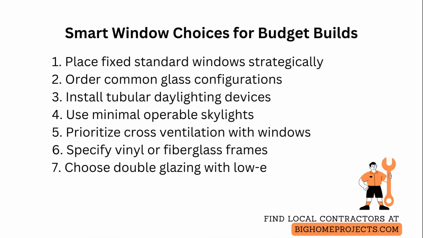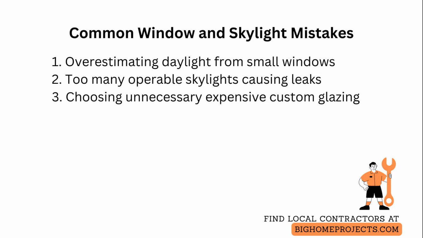Specify durable low-maintenance frames such as vinyl or fiberglass and double glazing with a low emissivity coating to improve comfort and reduce energy load without specialty glass extras. Work with your contractor to coordinate rough openings early so you can use off-the-shelf units and avoid field modifications that lead to change orders.